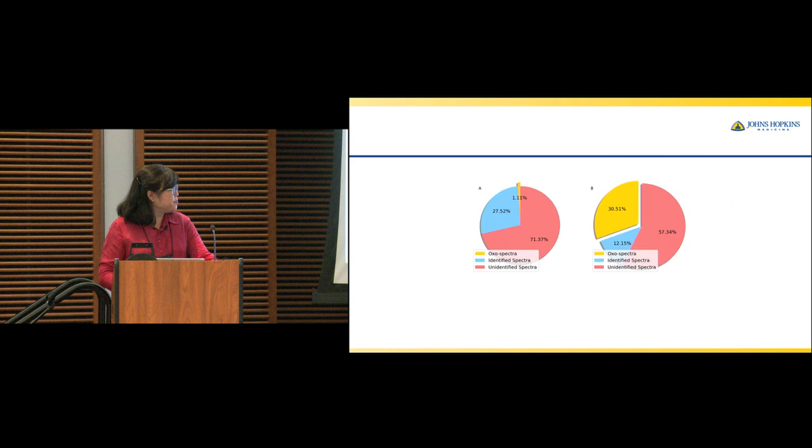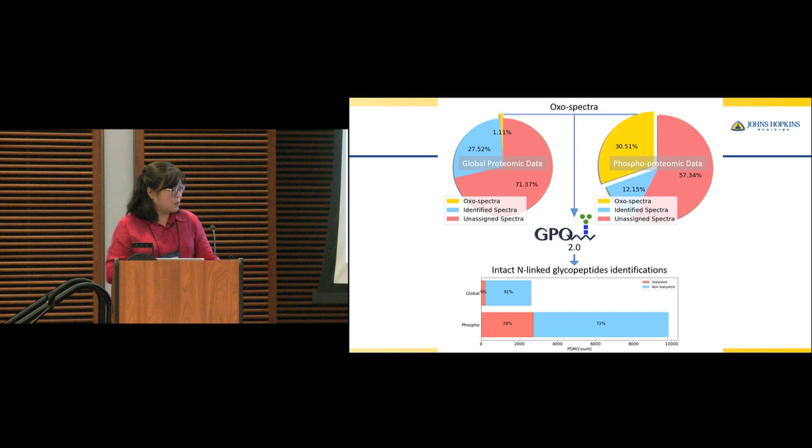Through this analysis, you can see that we can assign roughly 20 to 30% of the spectra from global proteomics to peptides. But for phosphoproteomics, we can only assign 12% of the spectra to phosphopeptides. So this indicates that the majority of spectra in this analysis are not assigned to global proteomics or phosphoproteomics. One of the investigations we wanted to do was to see whether these unassigned spectra are due to other modifications.